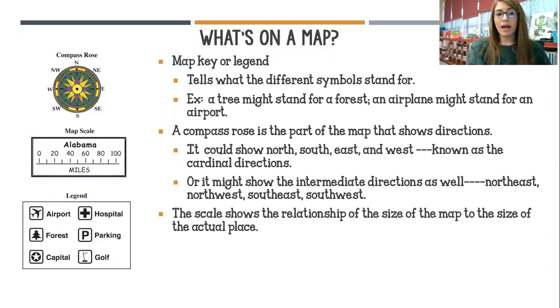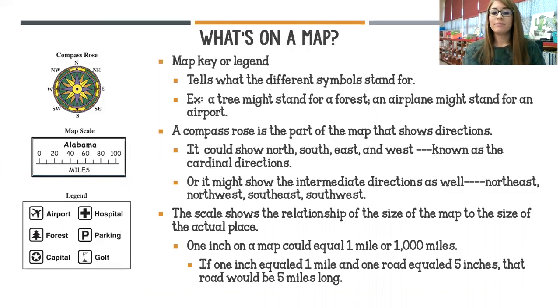The scale of the map, and here's an example right here, shows the relationship of the size of the map to the size of the actual place. So for example, if this part right here on a map were 1 inch long, for every 1 inch that you measured on a map, that would equal 100 miles. If 1 inch equaled 1 mile and a road measured 5 inches, that road would be 5 miles long. So it kind of translates like that.